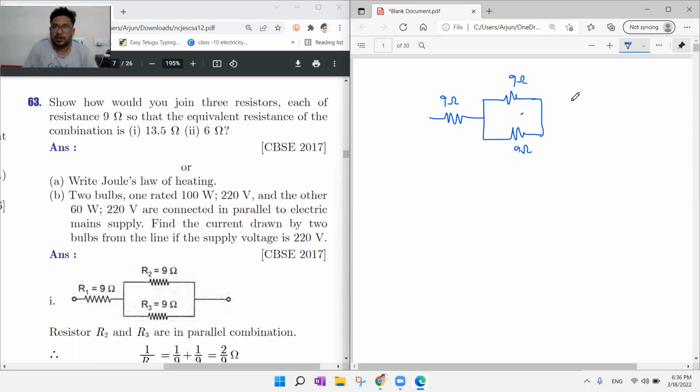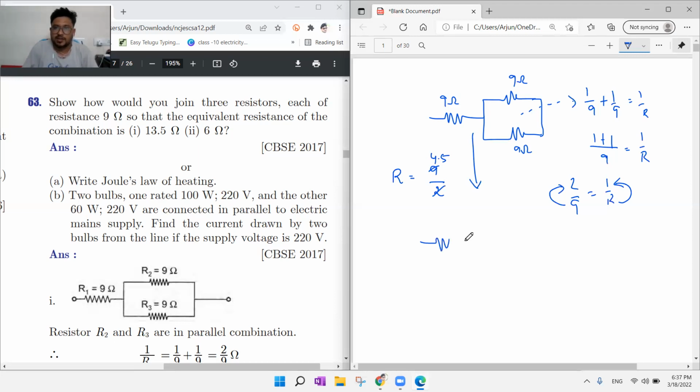This system we can solve: 1 by 9 plus 1 by 9 is equal to 1 by R. LCM is 9, 1 plus 1 is equal to 1 by R. 2 by 9 is equal to 1 by R, and if you take the reciprocal, it becomes R is equal to 9 by 2. So 9 by 2, 2 fours are 8 and 1 remaining, so we get 4.5.